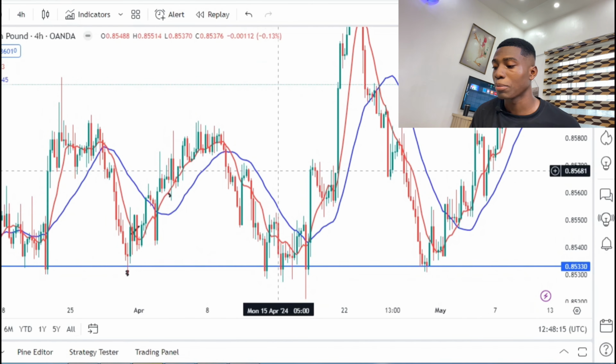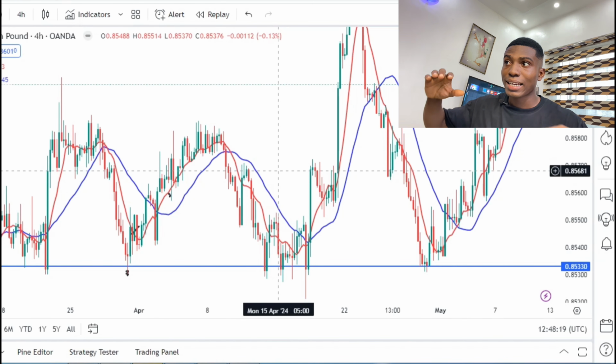Now just as the way that we find out support in the market, that's the same way we're going to find out resistance in the market. You want to look for points that the market is mostly reacting to, that immediately the market touches this area, it just goes down, you understand? So that's also one thing that we have to look out for.